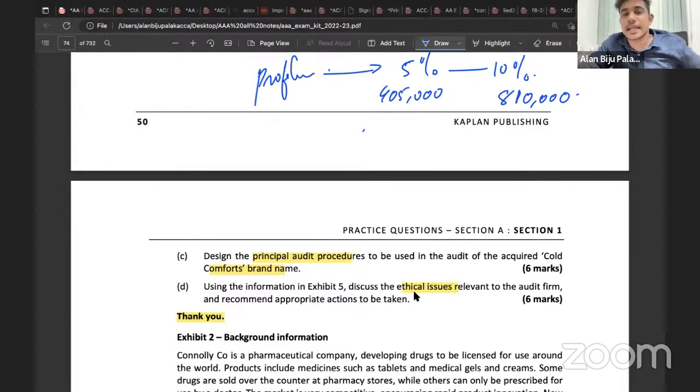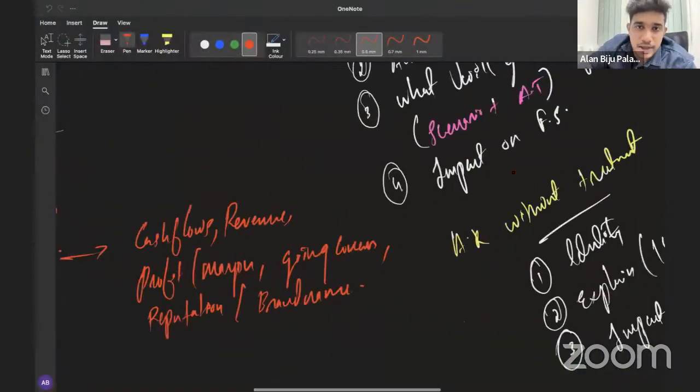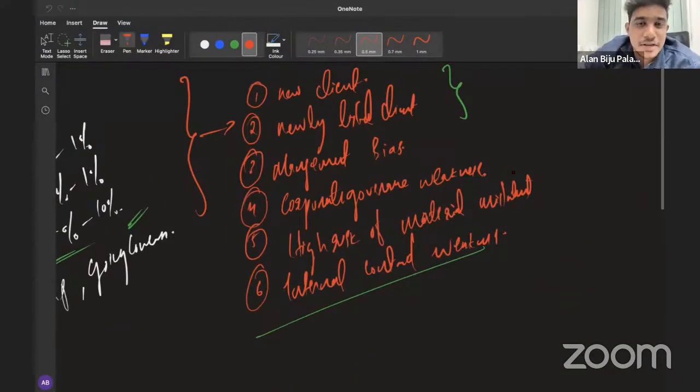No. Well, before selecting lower limit or upper limit, we need to consider our factors, right? Justifications have to be considered here. What are the things that we need to consider? We need to consider whether it's a new client, newly listed client, management bias, corporate governance weakness, high risk of material misstatement, or internal control weakness. If any of these factors exist, then we might need to move to the lower limit, or else we can stick on to the upper limit itself.